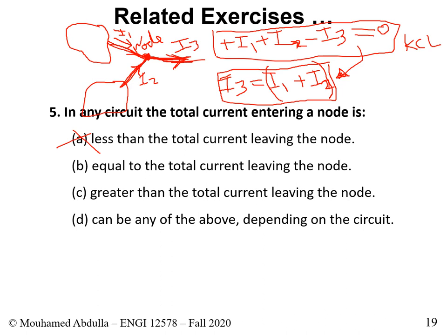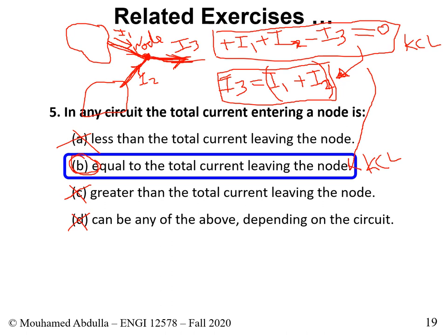B, the current entering a node is equal to the total current leaving the node. This is correct. This really explains KCL. It goes to the definition of what KCL is. It seems like the answer is B, but let's check C and D. The current entering a node is greater than the total current leaving the node. That also doesn't make any sense. It has to be the same. It cannot be greater. The current entering a node can be any of the above, depending on the circuit. This is also not true. So the answer should really be B, because of Kirchhoff's current law.